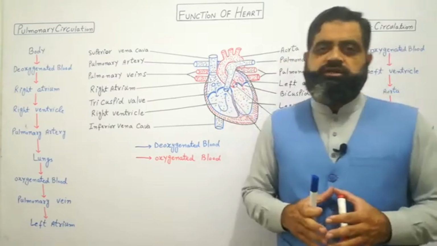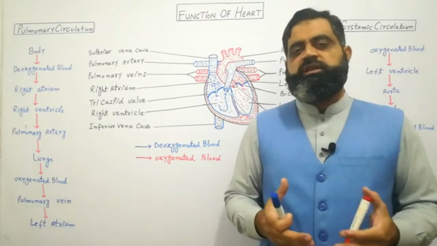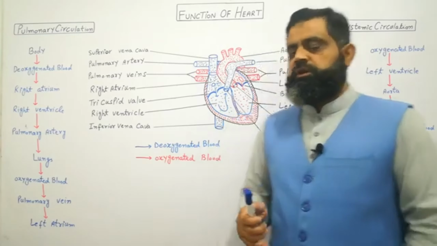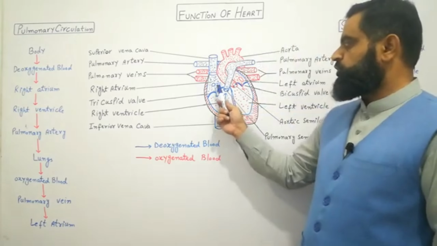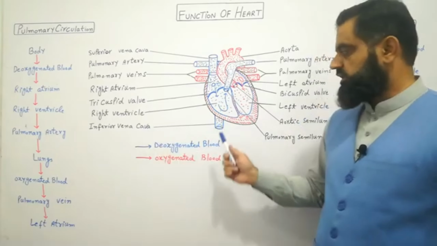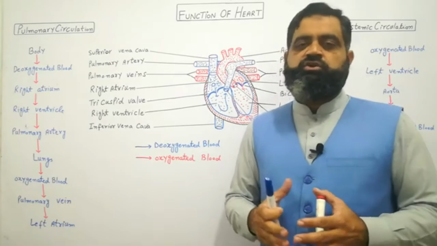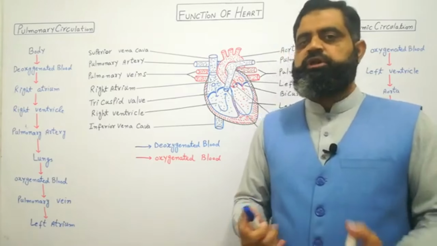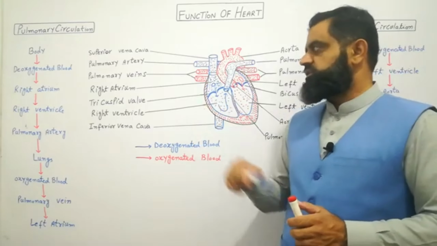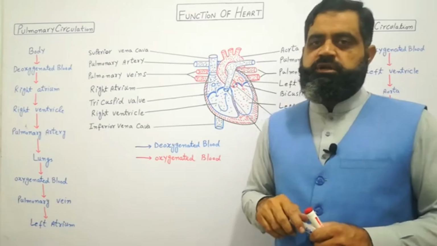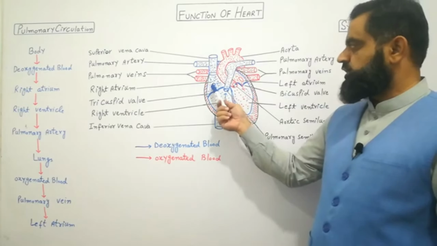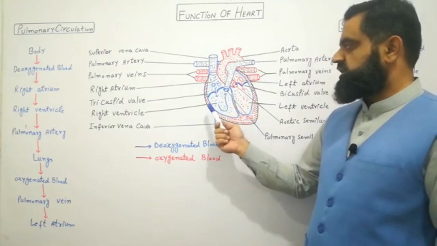Similarly, the deoxygenated blood from the lower part of the body like legs, thighs and lower abdomen comes into the right atrium via the inferior vena cava. So the inferior vena cava is a blood vessel which carries deoxygenated blood from the lower part of the body into the right atrium. When the right atrium of the heart is filled up with deoxygenated blood, this chamber contracts and blood moves into the next chamber, which is known as the right ventricle.